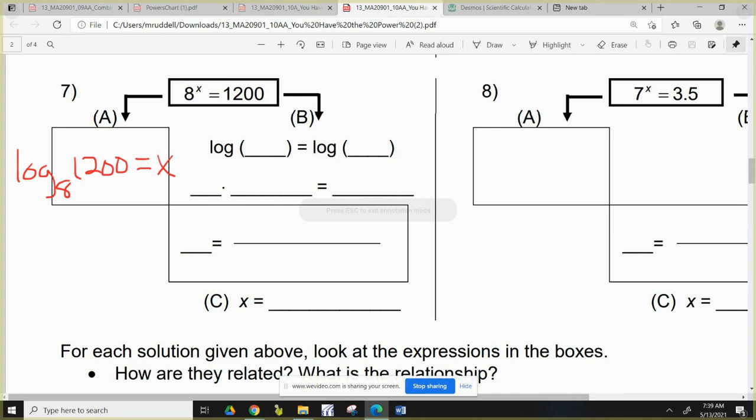Okay, here we go. Log both sides. Move the variable to the front. Oops, I forgot my log. Divide.